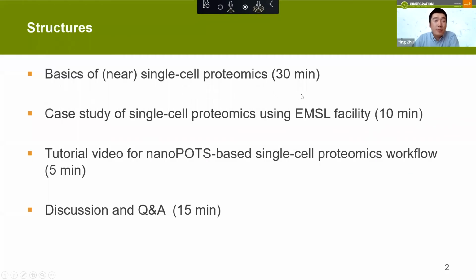Okay. So in this tutorial, I will give some time to cover the basics of near single-cell proteomics, and then I will introduce several cases of how we work with the users and collaborators, using the EMSL facility to do near single-cell proteomic research. I have some short videos to show how we process the sample using nanoPOTS after we receive the sample from the users. I left some time for discussion and Q&A.